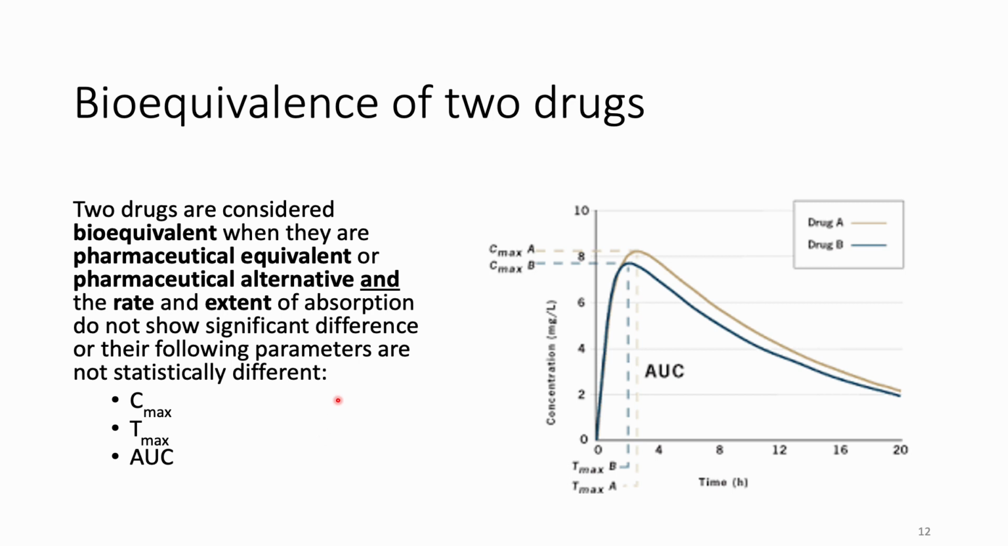So that means if you want to compare the bioequivalence of the two drugs, first they need to be pharmaceutical equivalent or they need to be pharmaceutical alternative. And then they don't have the difference value of Cmax, Tmax, and AUC.